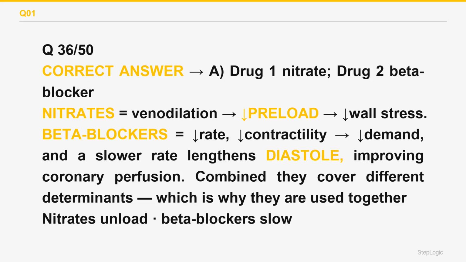Choice D touches something real and worth stating precisely. Nitrates alone do cause a reflex tachycardia as baroreceptors respond to the fall in filling, which partially offsets their benefit and is one reason a beta blocker is added rather than either being used alone. The pairing is complementary in a second way because the coronary arteries fill during diastole. Slowing the heart lengthens diastole and improves myocardial perfusion, addressing supply while the nitrate addresses demand. If you see an antianginal question, ask whether the drug changes preload or changes rate and contractility.